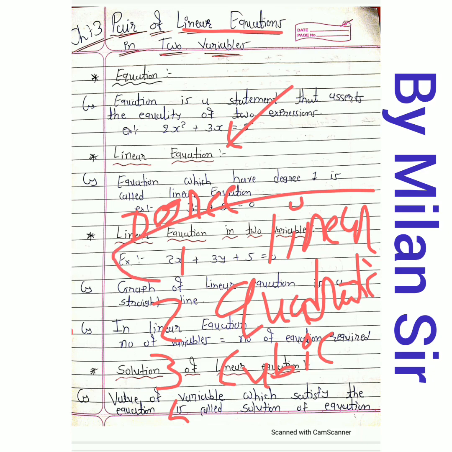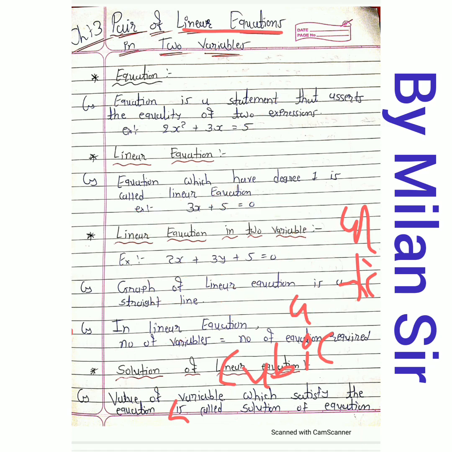So for linear equation, what is the condition? Condition is degree is equals to 1. Degree means highest power of variable, right? So here I wrote one definition for linear equation. Equation which has degree 1 is called linear equation. Now an example, 3x plus 5 is equals to 0. Here x is one variable and the exponent of this variable is 1, so it is called linear equation.